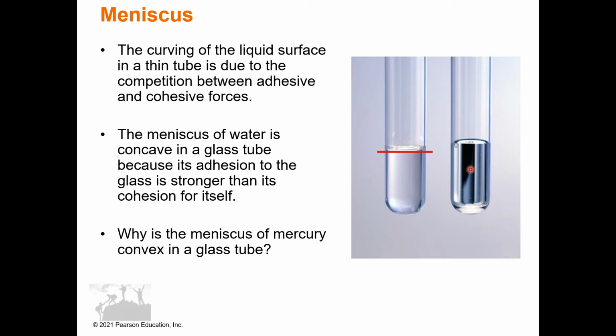Now on the right-hand side, we have mercury. The meniscus here is convex. And that's because the cohesive forces are stronger here than the adhesive forces to the glass tubing. Again, if this was in a graduated cylinder or even a thermometer, you would still read it at the meniscus, at the curve, but the curve is at the top of the liquid.